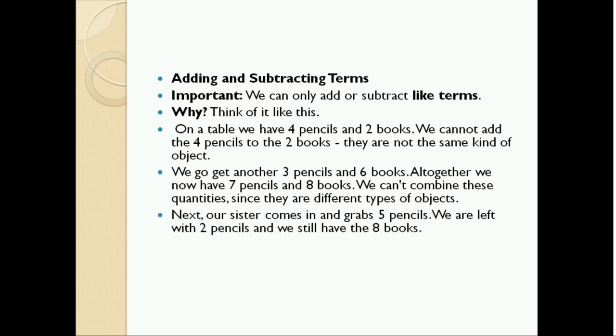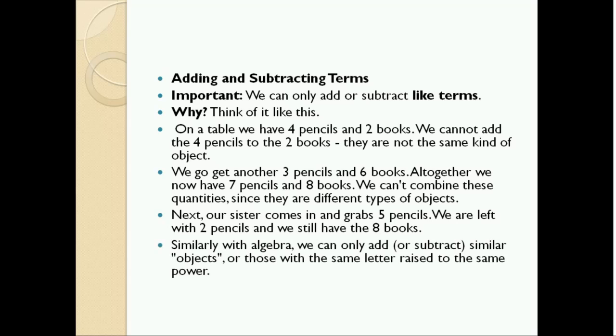Next, my sister comes in and grabs 5 pencils. We are left with 2 pencils and we still have the 8 books. We cannot add or subtract pencils or books because these two are different types of things. Similarly, when we are dealing with algebra, we can only add or subtract similar objects. And here in algebra we represent the terms by same variable or different variable. The terms which have same variable are called like terms and those having different variables are unlike terms. So we can add or subtract only the like terms.